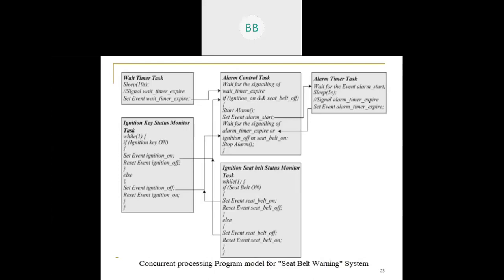If the alarm is started, the alarm control task waits for the signaling of any one of the events: alarm timer expires, ignition off, or seat belt on. Upon signaling any of these events, the alarm is stopped and the alarm control task simply completes its execution and returns. This concurrent method is commonly used for modeling real-time scenarios.